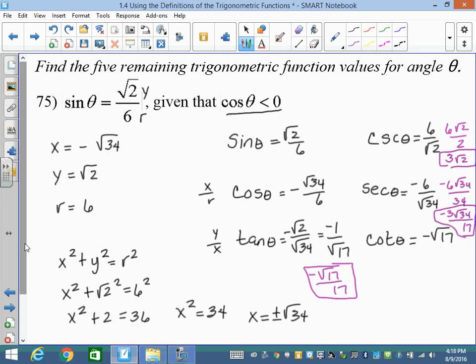And I believe that was the last problem you guys had. So lots of answers going on here. This is the only one that they gave you. So you had to come up with this one as well, and this one as well.